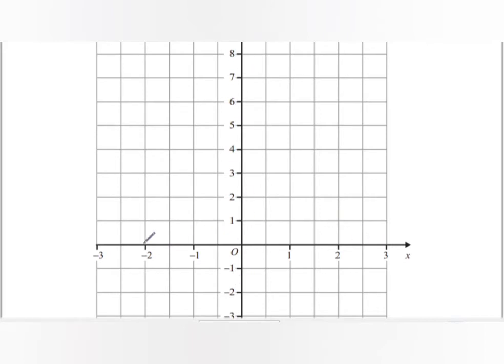On the x, we have negative 2. And then on the y, we have 4. So it has to be here. It's the point that they meet. Negative 2 and 4, they meet here. Now, this is the first one.